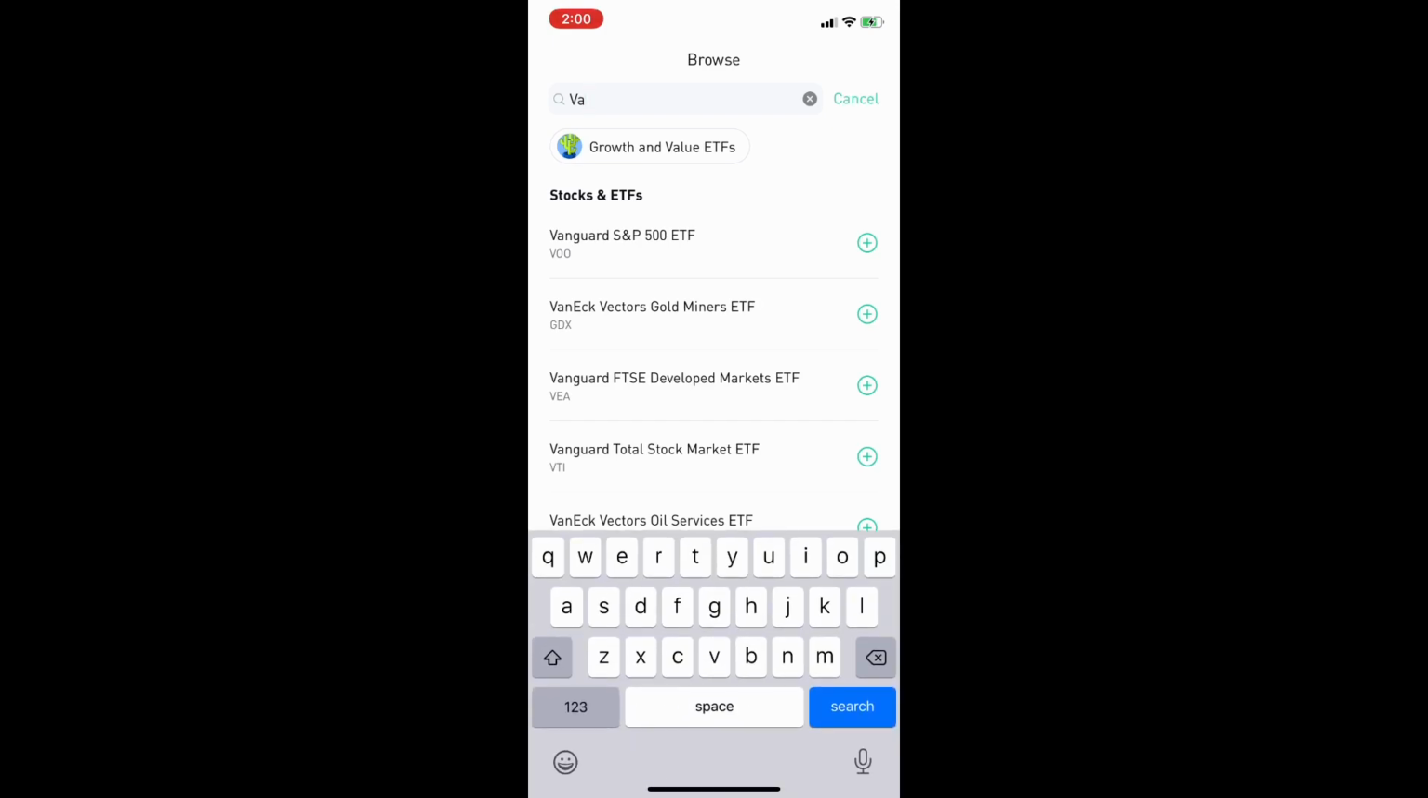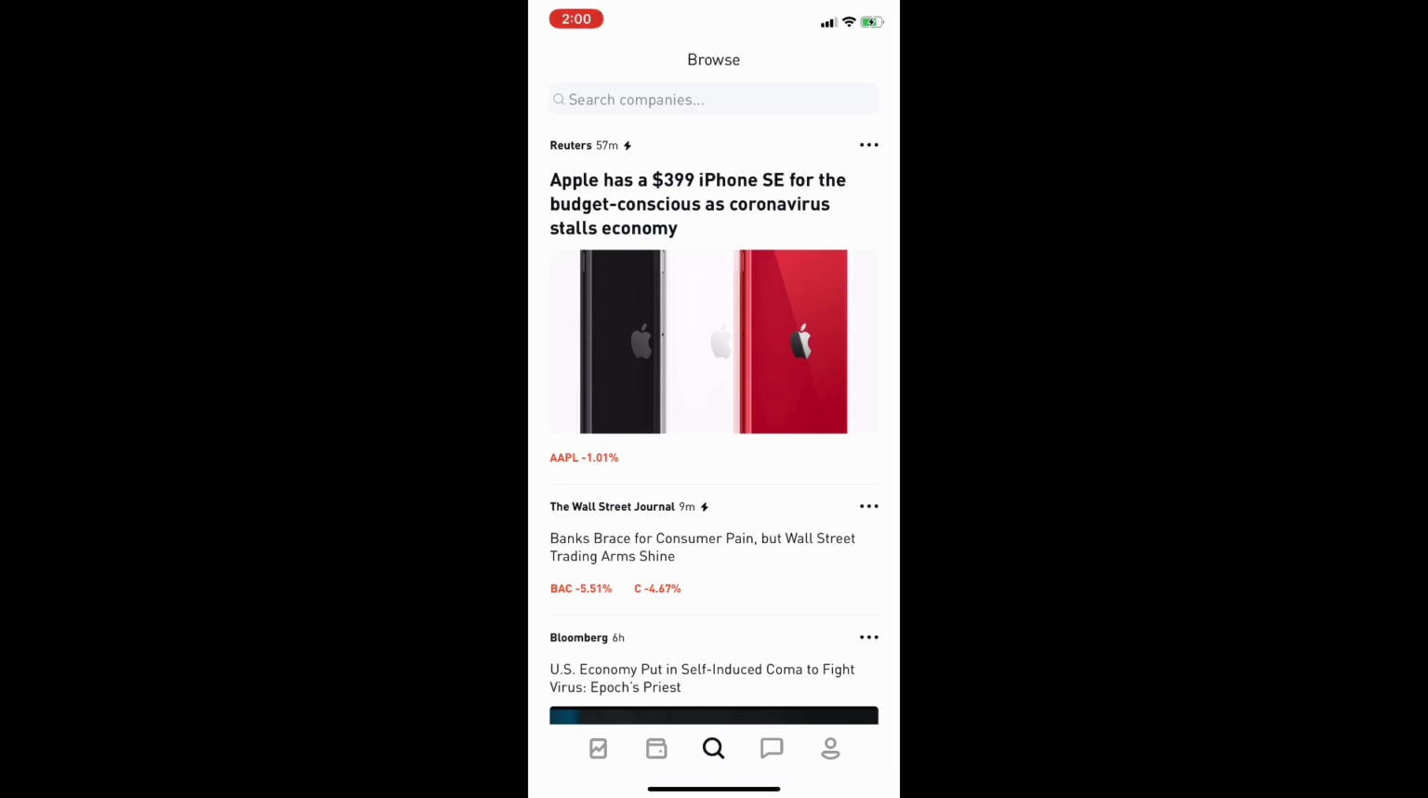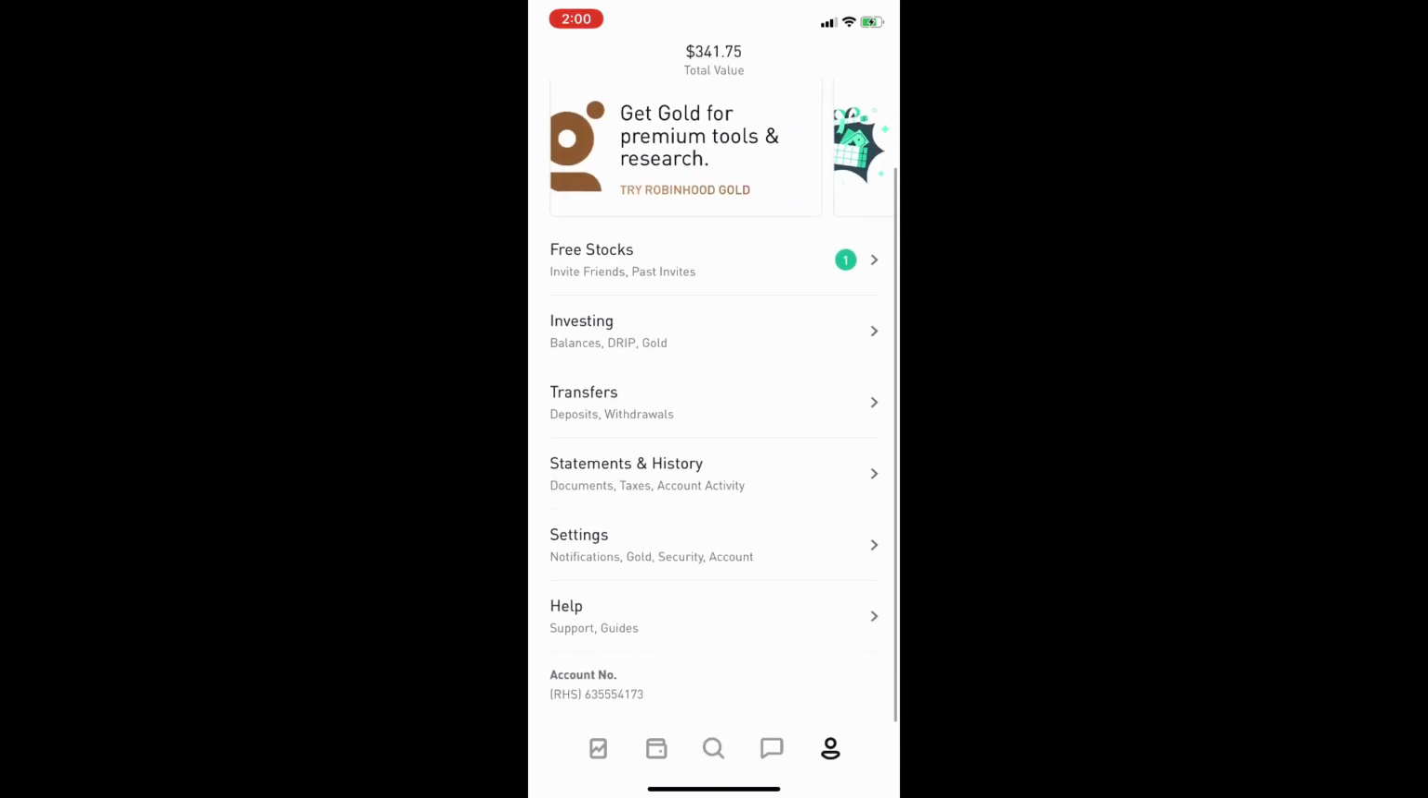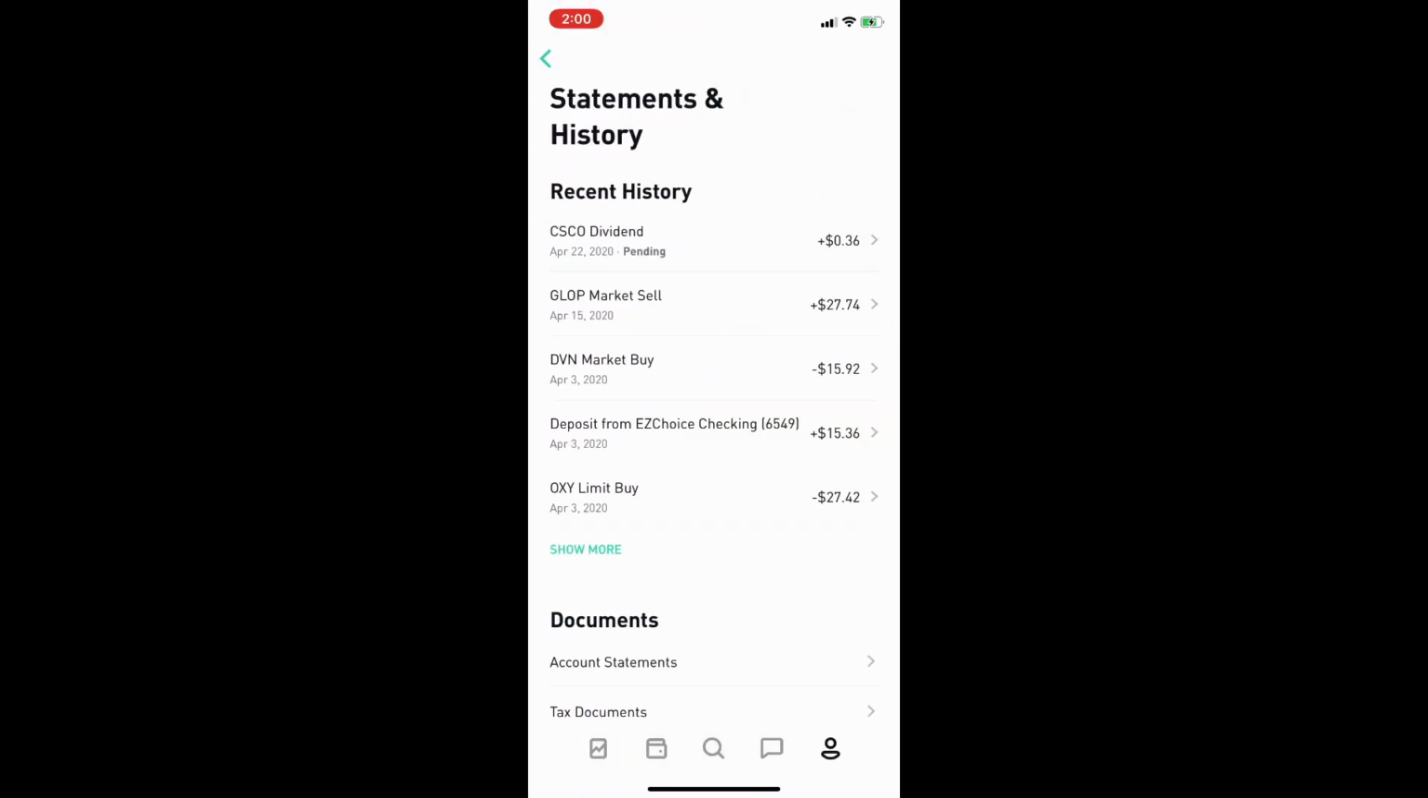Another important feature would be to go to this page, and you can see your account history, what has been bought, what dividends you've earned, and what you have sold.